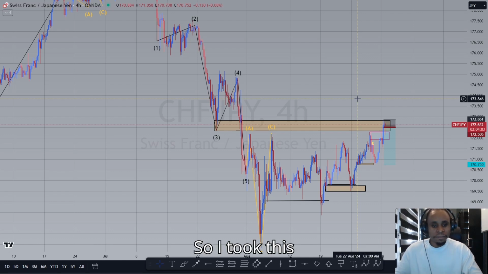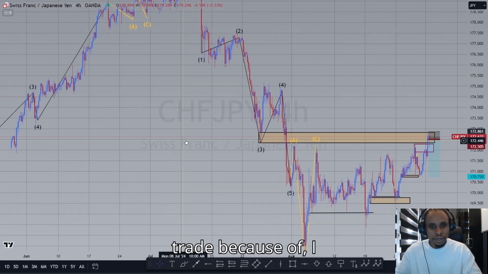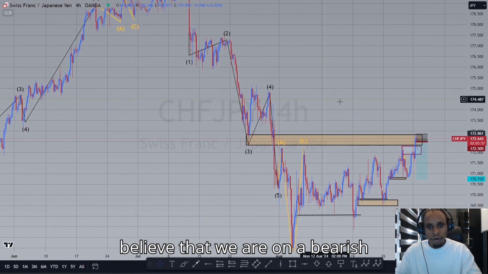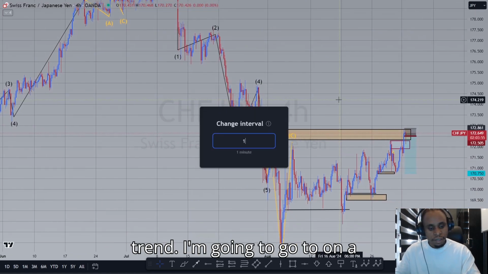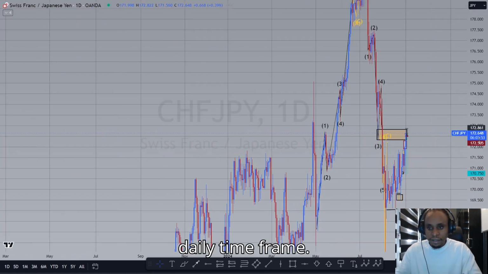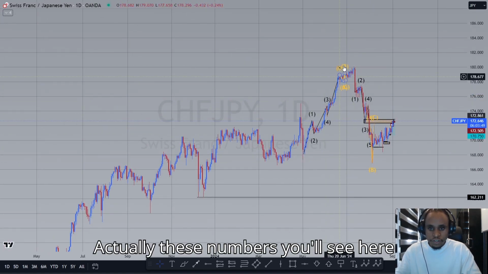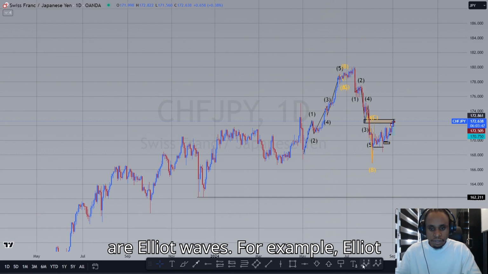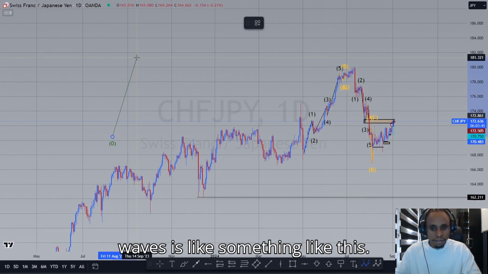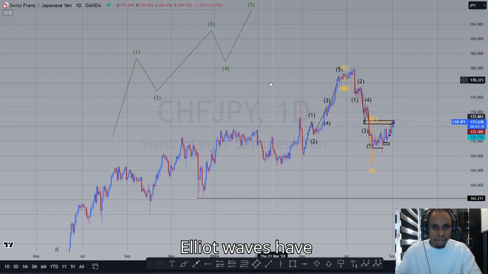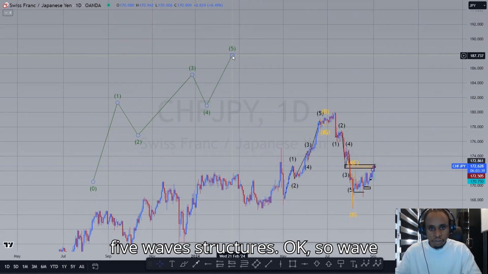Yeah. So I took this trade because I believe that we are on a bearish trend. I'm going to go to a daily time frame. Actually, these numbers you're seeing here are Elliott waves. For example, Elliott waves is like something like this: high, high, low. Elliott waves have a five-wave structure.